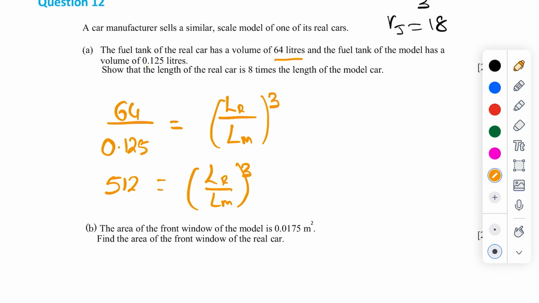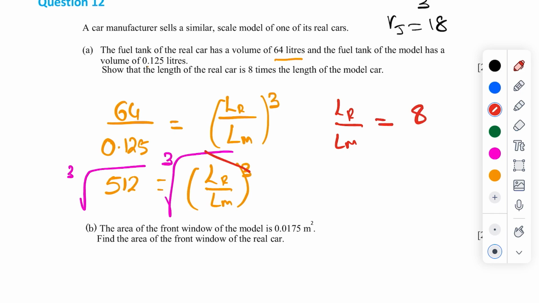Cube becomes cube root, or else taking cube root on both sides. So that cube and cube root get cancelled. So length of the real car divided by length of the model equals cube root of 512, which is 8. So length of the real car equals, do the cross multiplication, 8 times length of the model.